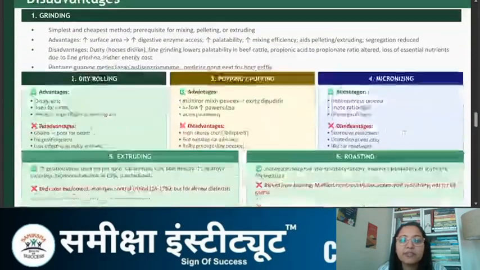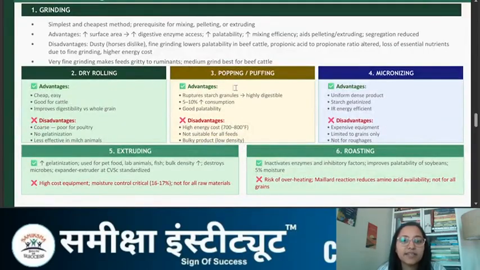What are the basic principles involved, and then the advantages and the disadvantages. Grinding we have already discussed. It is the simplest and the cheapest method, a prerequisite for mixing, pelleting and then extruding. What are the advantages? As we have discussed, it increases the surface area, so the digestive enzymes can access the grains better. So there will be improved palatability and improved mixing efficiency. It helps in pelleting and extruding.